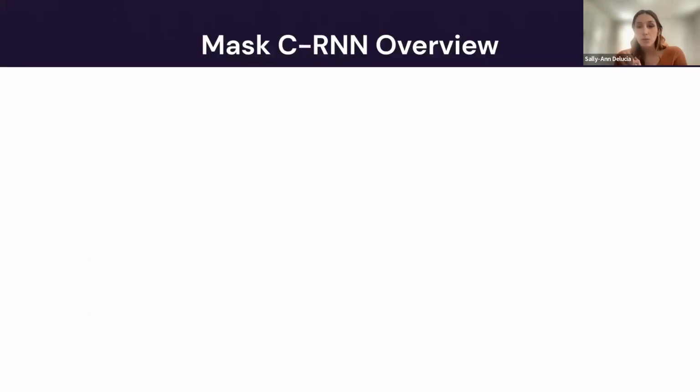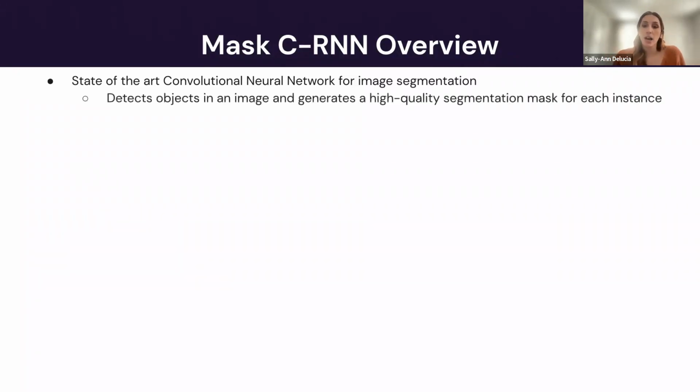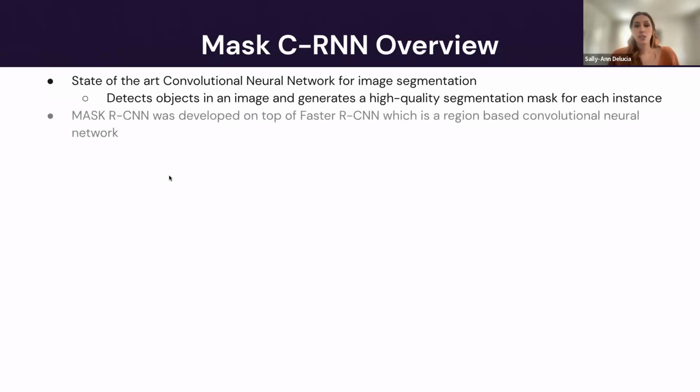Now that we've reviewed our approach and the data, I'd like to go over the model architecture we used in this project, which is called the MassCRN model. The MassCRN model is a state-of-the-art convolutional neural network for image segmentation. It detects objects in an image and generates a high-quality segmentation mask for each instance. MassCRN was developed on top of faster RCNN, which is a region-based convolutional neural network. And so the mass RCNN has an additional output column.